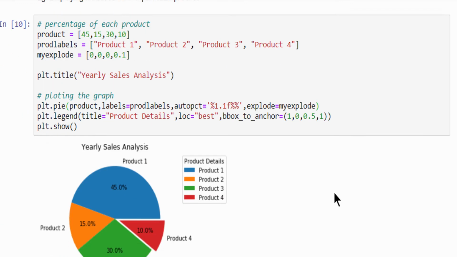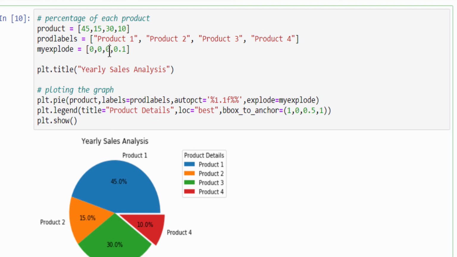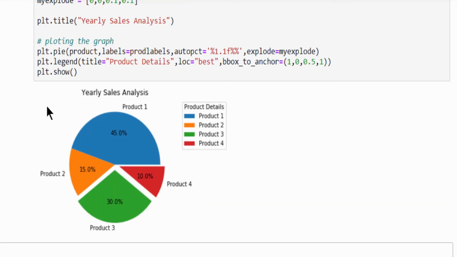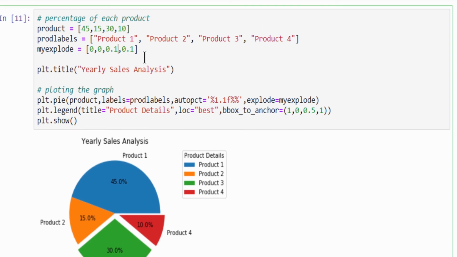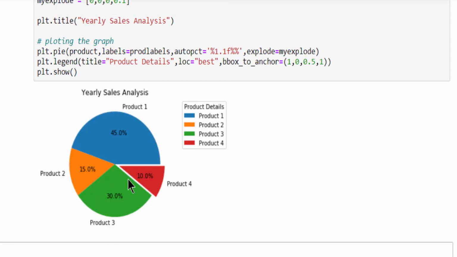Just run it. See here, the product 4 just came out of that pie chart. The measurement is 0.1. And some guys will do like this. This is totally wrong. Whenever we deal with explode, always showcase only one particular wedge. Don't show like this. That's not a good way to represent the explode.